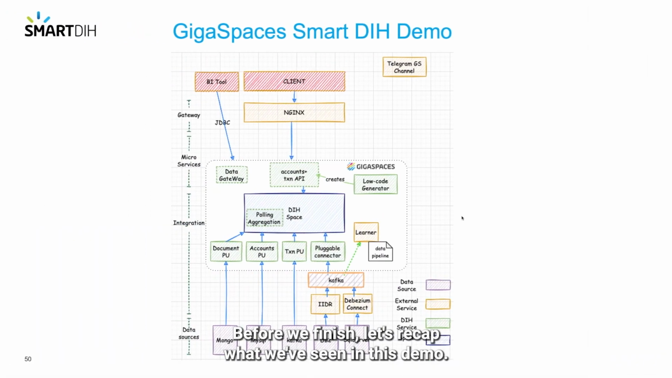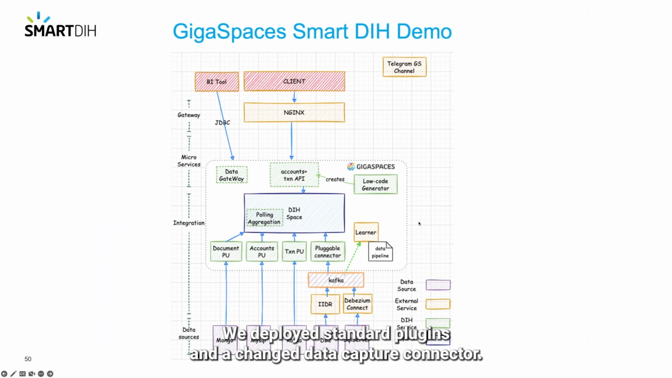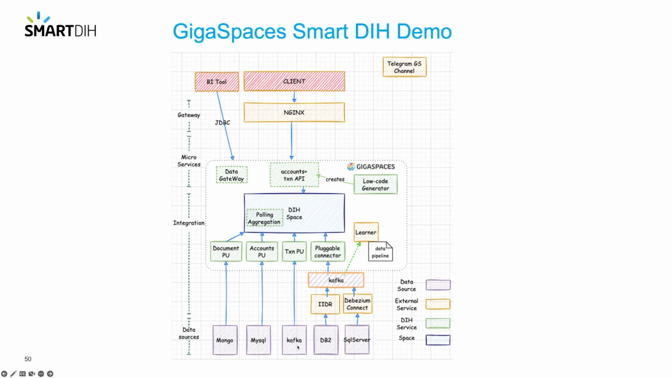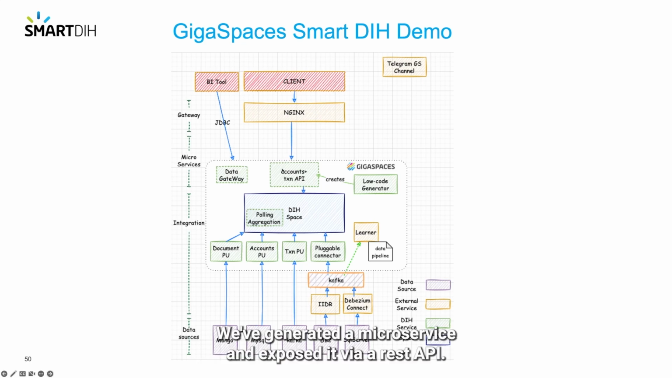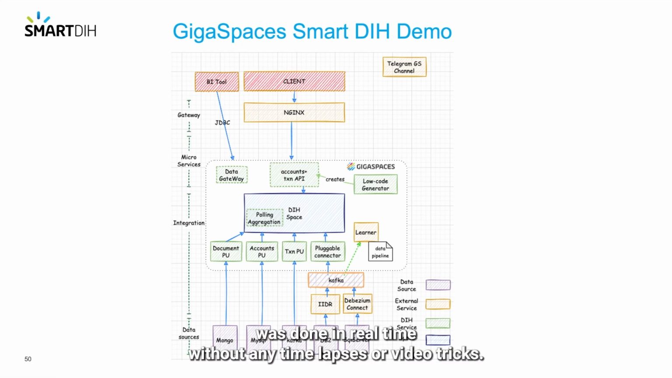Before we finish, let's recap what we've seen in this demo. We deployed standard plugins and a change data capture connector. We integrated with Kafka and deployed an aggregation function. We've generated a microservice and exposed it via a REST API. We then deployed a data gateway for SQL interface and queried the space using an external tool. Most importantly, we've done all this in just minutes. Everything you saw in this demo was done in real time without any time lapses or video tricks.